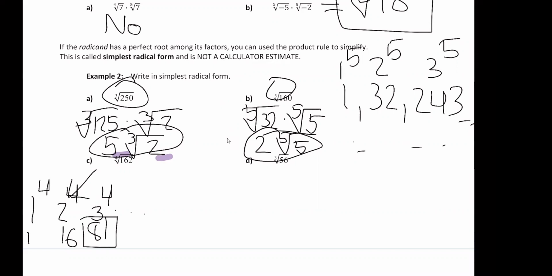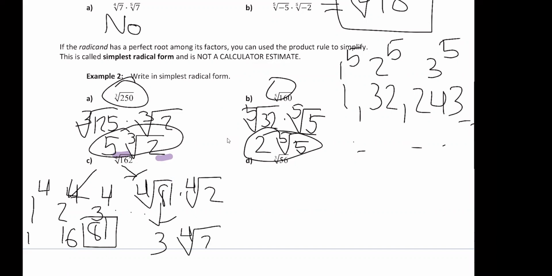So for this one, since I know the fourth root of 81 times the fourth root of 2, that's the same thing as the fourth root of 162. Since the fourth root of 81 is 3, this would just be 3 fourth root of 2, because you can't simplify that piece there.